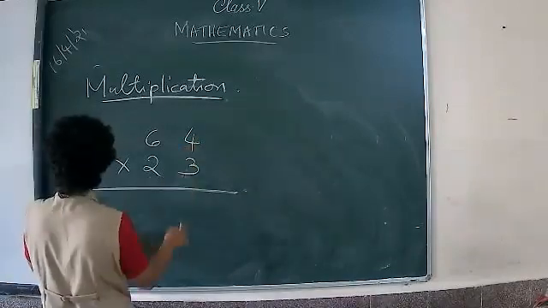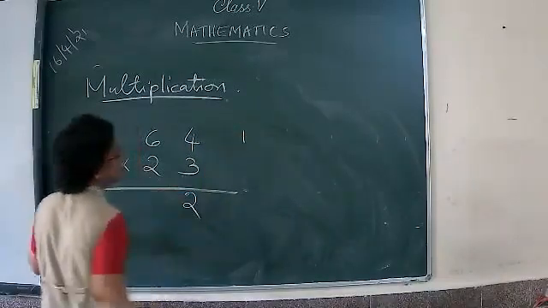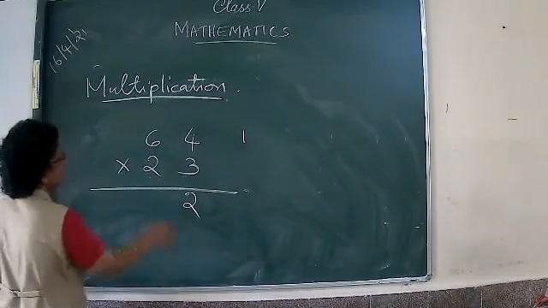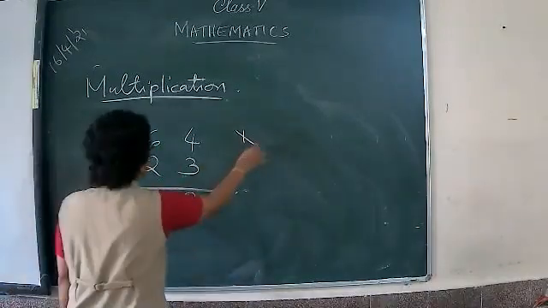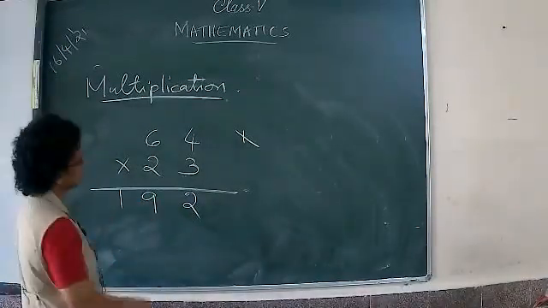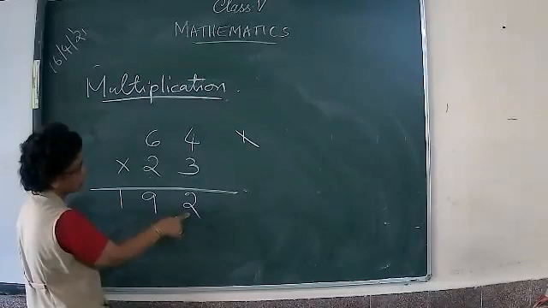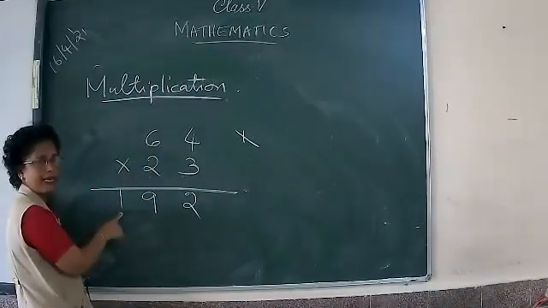3 4s are 12 here, 2 here, carry 1. 3 6s are 18 plus 1, 19. Clear, children? When you write the numbers, 2 should come here, 9 should come here, 1 should come here separately. Be careful.